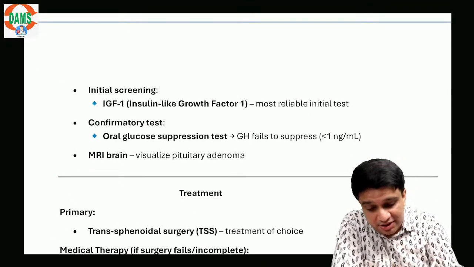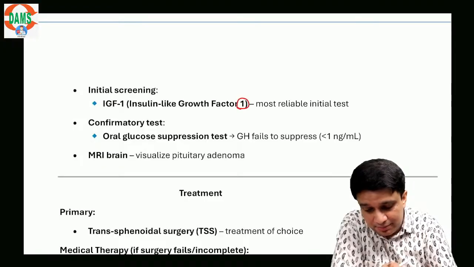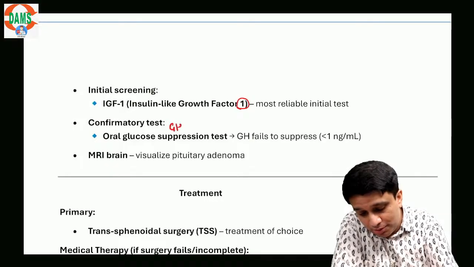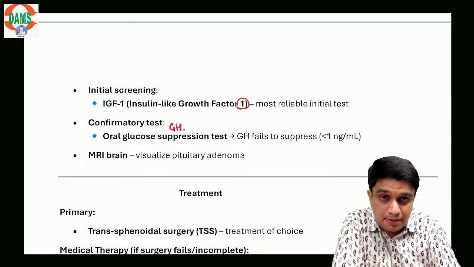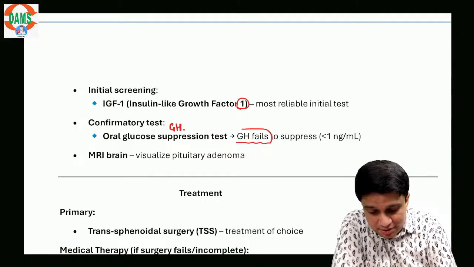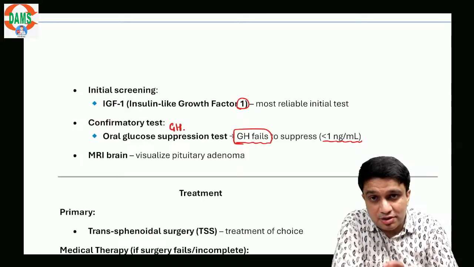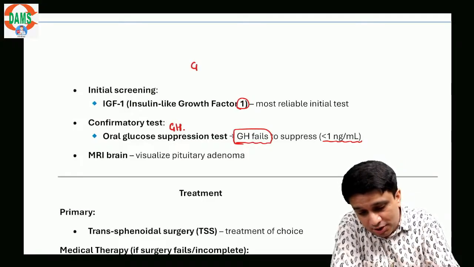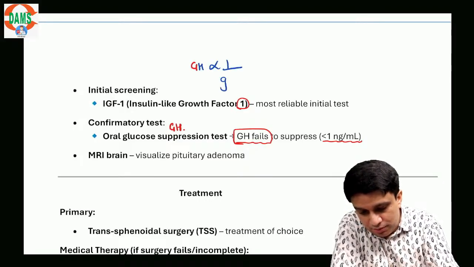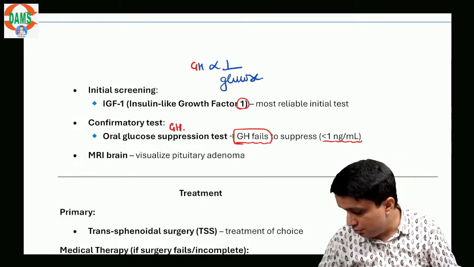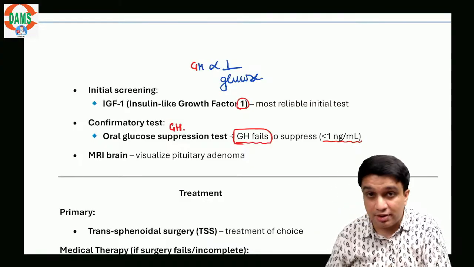What are the tests? The initial test is the IGF-1 level. The confirmatory test is the oral glucose growth hormone suppression test, where the growth hormone fails to suppress to a value below 1. Now this is important, please remember, growth hormone is found to be inversely proportional to glucose. The growth hormone is inversely proportional to glucose, right?